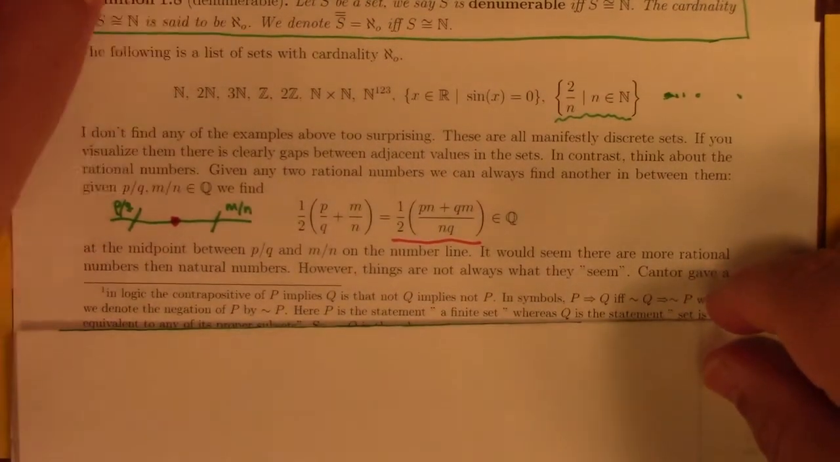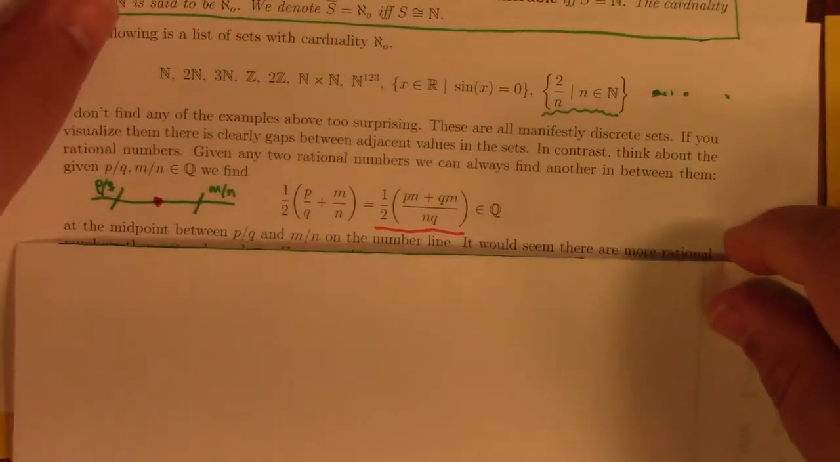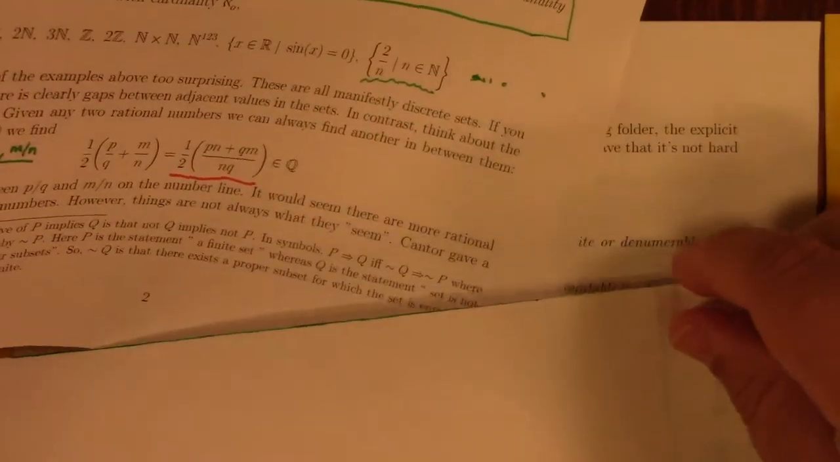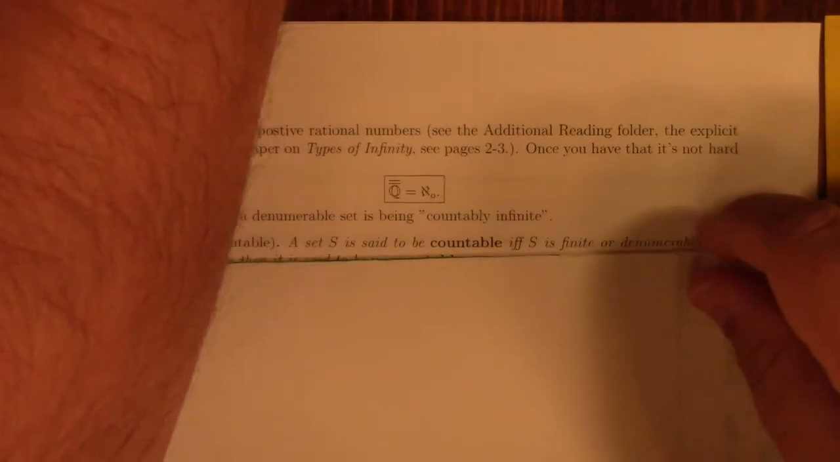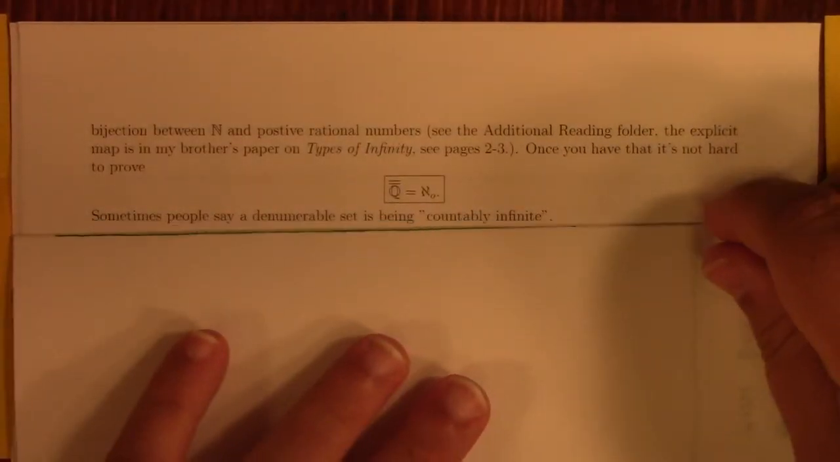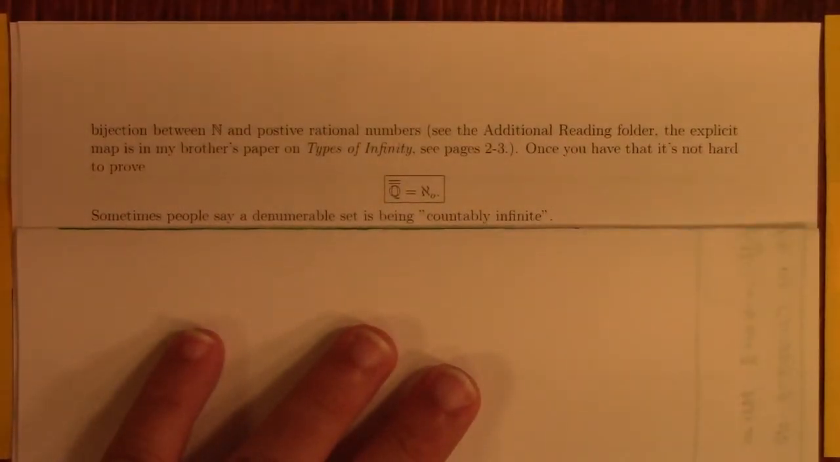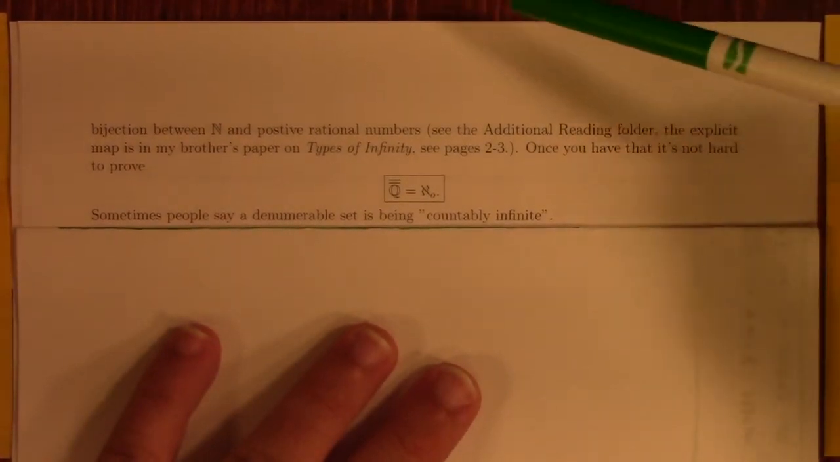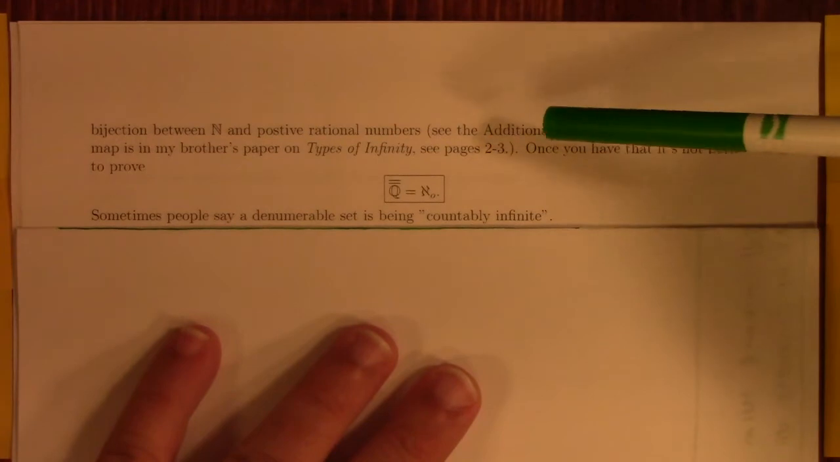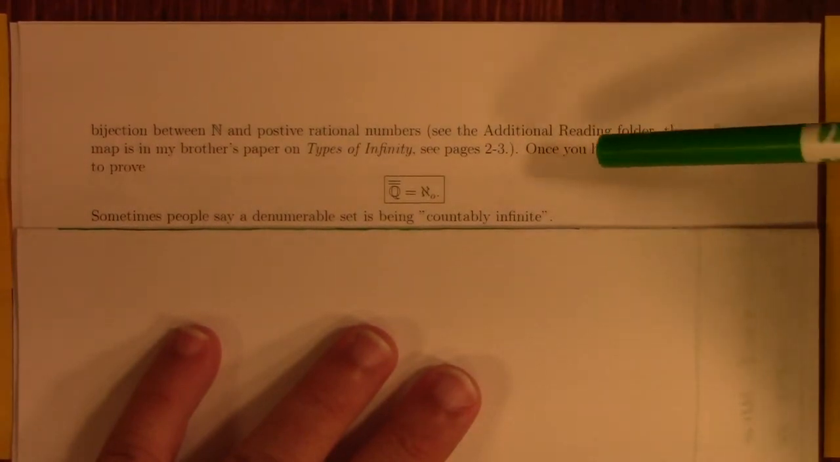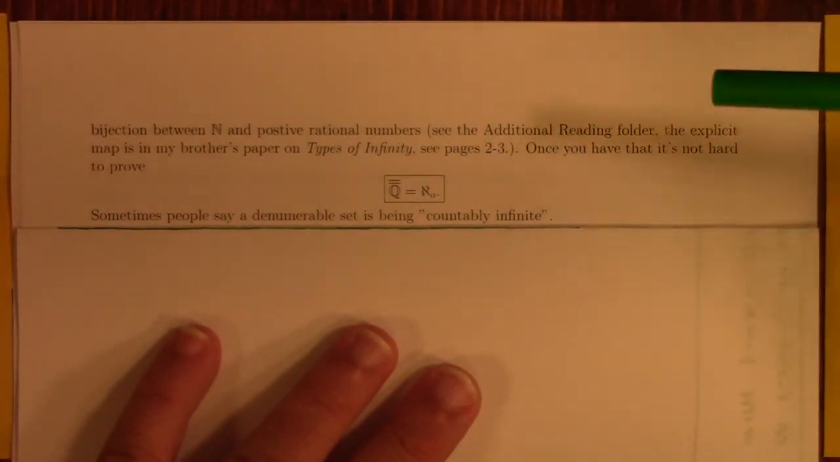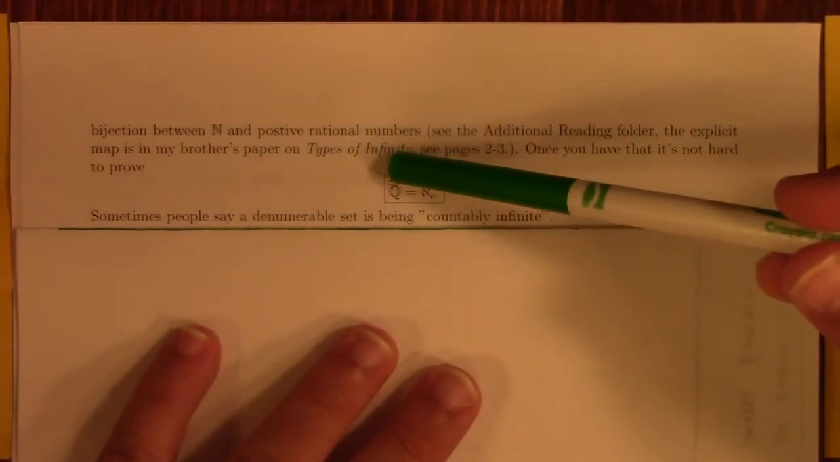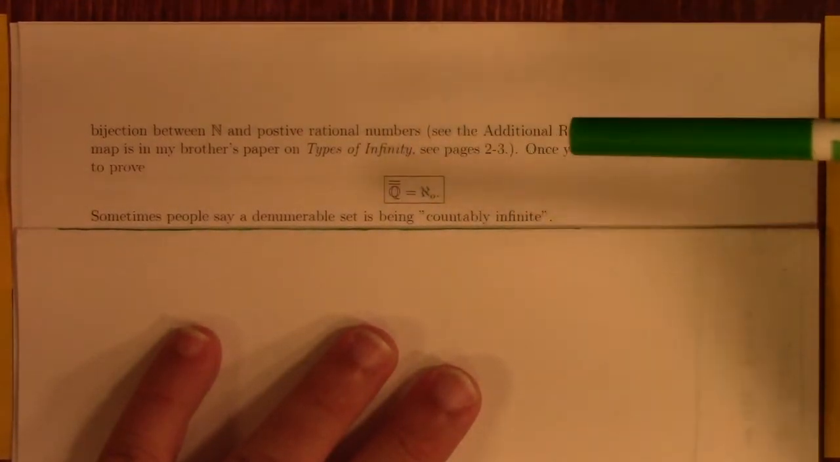But anyway, you're like, okay, well, that's a great claim that you're making, that the rational numbers are the same size as the natural numbers, that they also have cardinality aleph naught. Well, you might have guessed by now I'm not going to prove it on this handout. But it is true that the rational numbers have the same cardinality as the natural numbers.